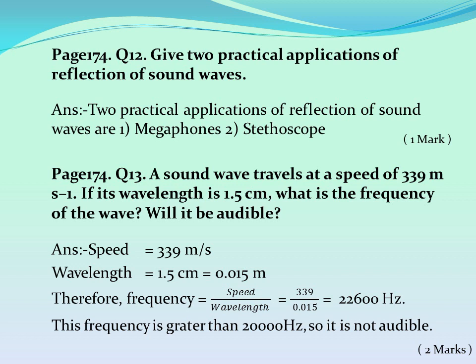Answer. Speed equals 339 meter per second. Wavelength equals 1.5 centimeter equals 0.015 meter. Therefore, frequency equals speed by wavelength equals 339 by 0.015 equals 22,600 Hertz. This frequency is greater than 20,000 Hertz, so it is not audible.